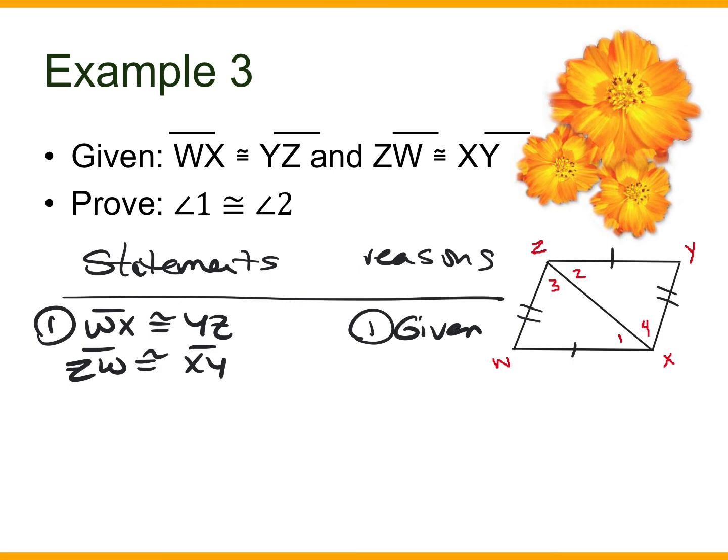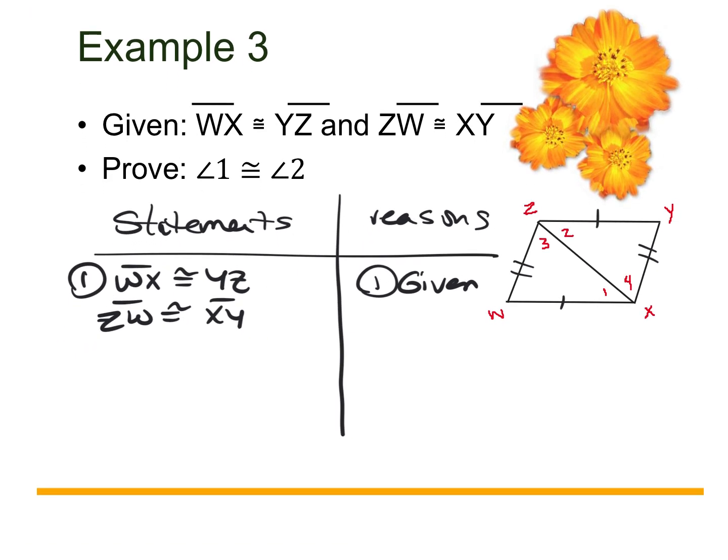Now, at first glance, you may say, oh, maybe they're alternate interior. However, we're not given that we have any parallel lines here. So I cannot show that angle 1 and 2 are congruent because they're alternate interior. Technically, they are, and we'll get there. However, we cannot use alternate interior within this proof unless we show that we do have parallel lines. Instead, what I'm going to do is show that the two triangles are congruent.